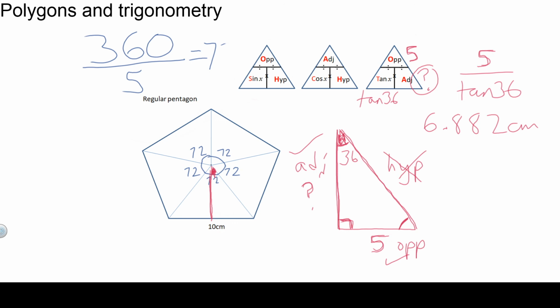Now, what if I wanted to work out the area of one of those triangles in my pentagon? So I'm just going to highlight that for you. So I want to work out the area of this triangle. Now, to be able to do that, all you need to do is remember the formula: half times base times vertical height. So you do half multiplied by 10 multiplied by 6.882 to give you the area of that triangle.